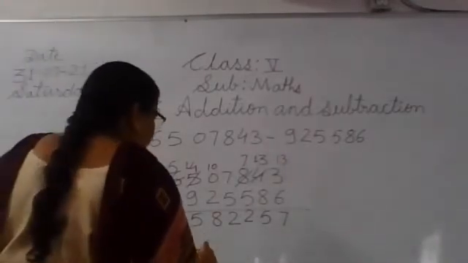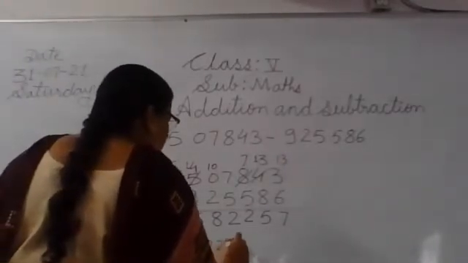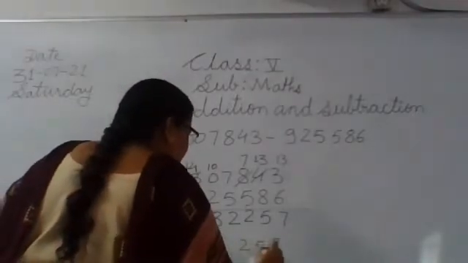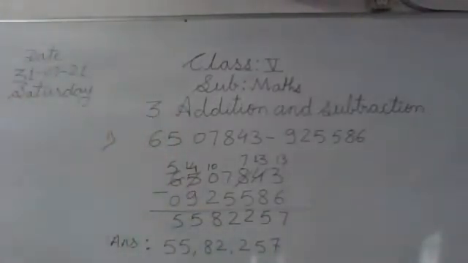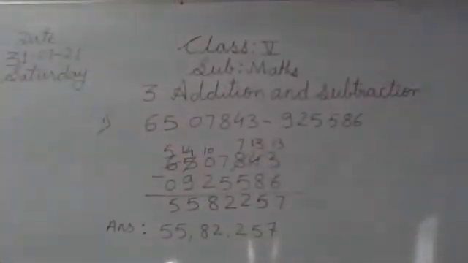55 lakh 82,257. Okay, so in this way you have to solve the 7-digit numbers and 6-digit numbers. So let's see one more example, beta.